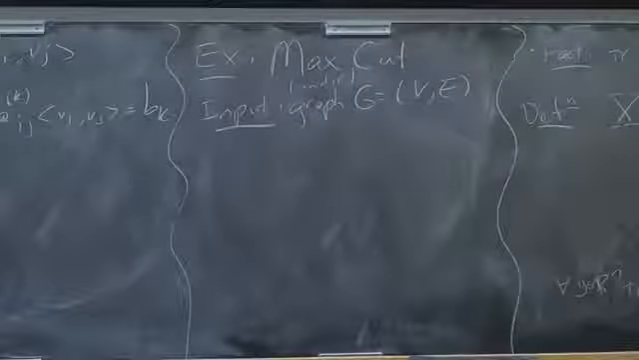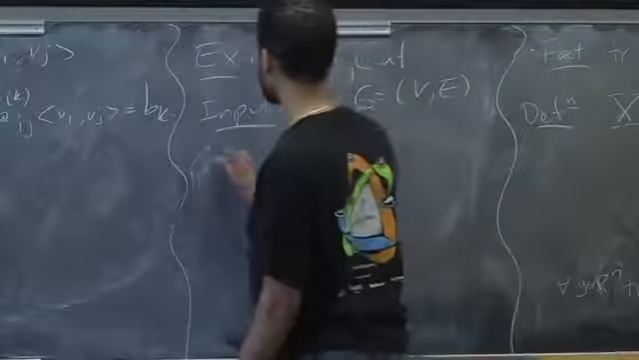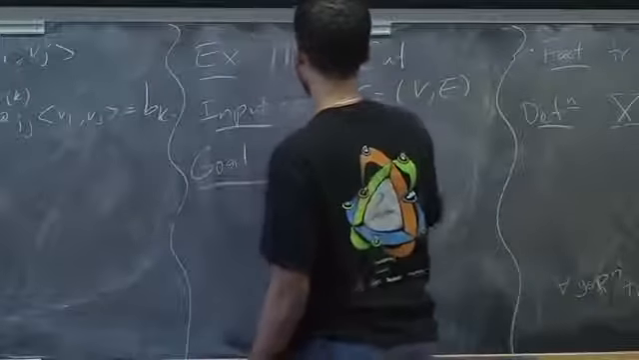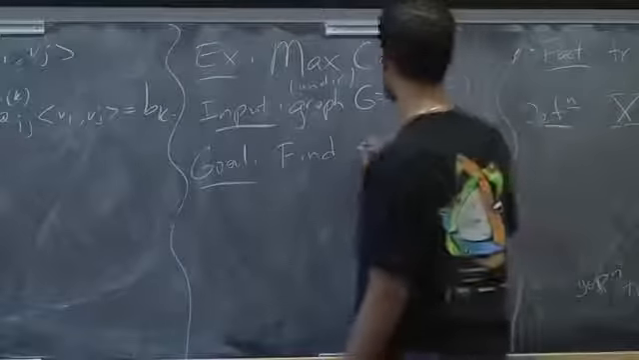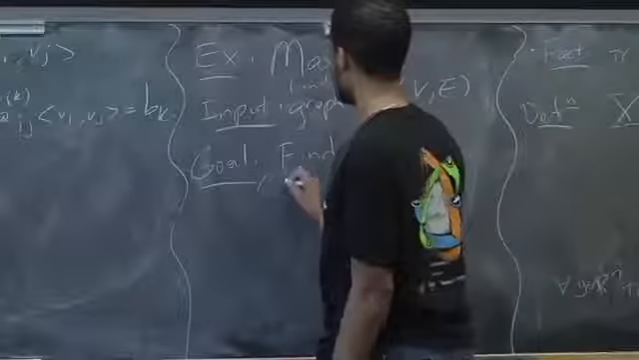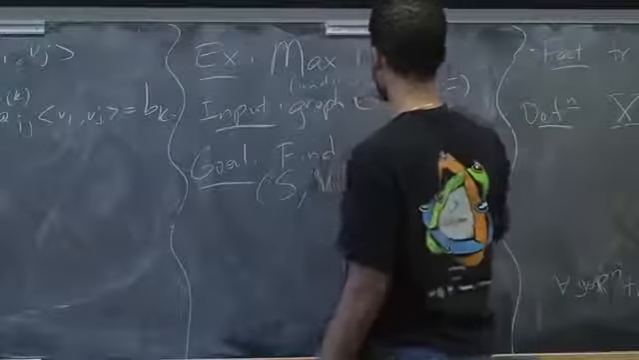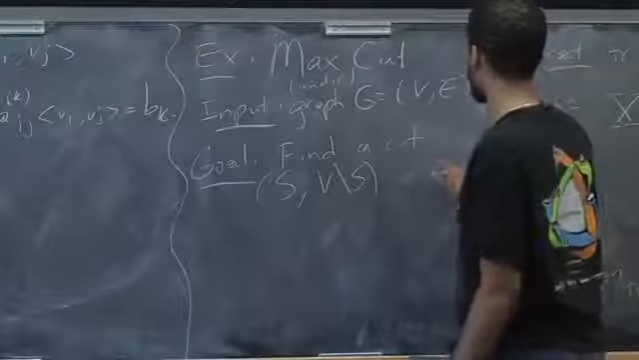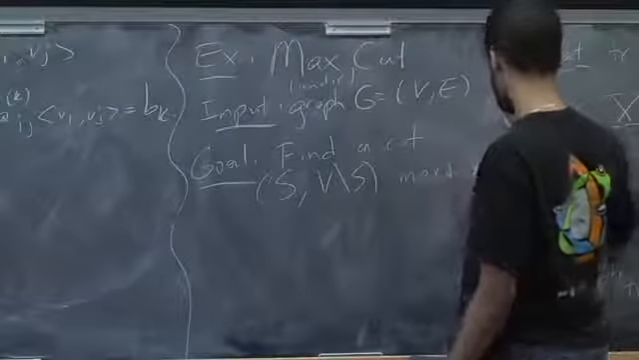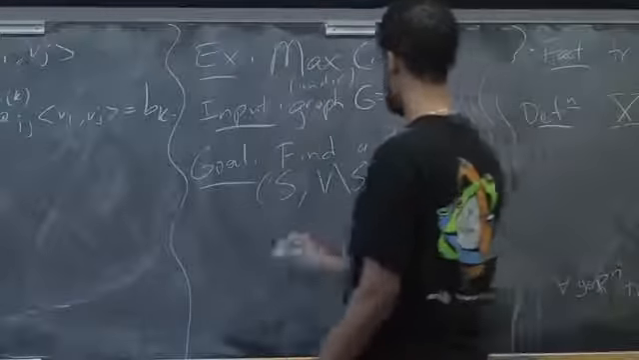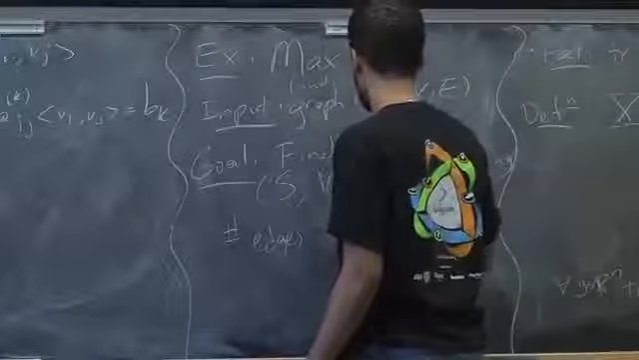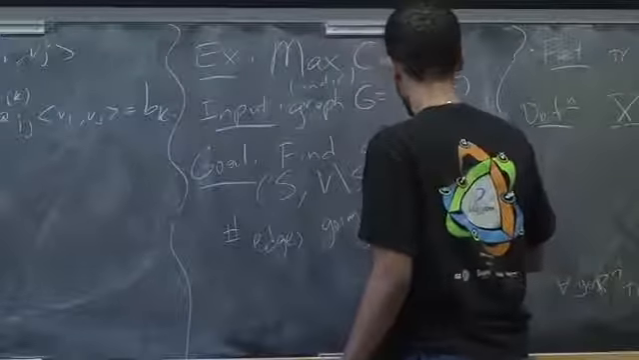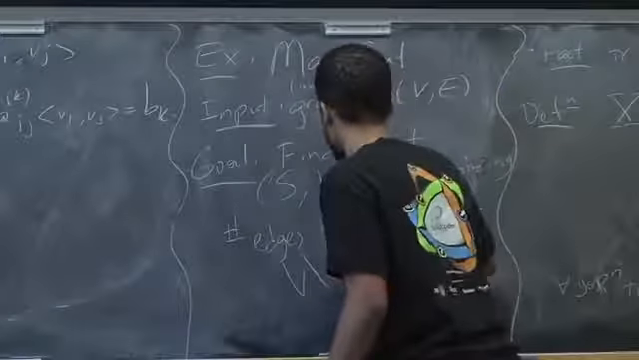And you've probably heard of min cut. Max cut is maximize: find a cut that has the maximum number of edges crossing it. So the goal is to find a cut. A cut is just a partition of the vertices into two pieces. Find a cut, which is a partition S and V minus S, maximizing the number of edges going from S to the opposite side of the partition.